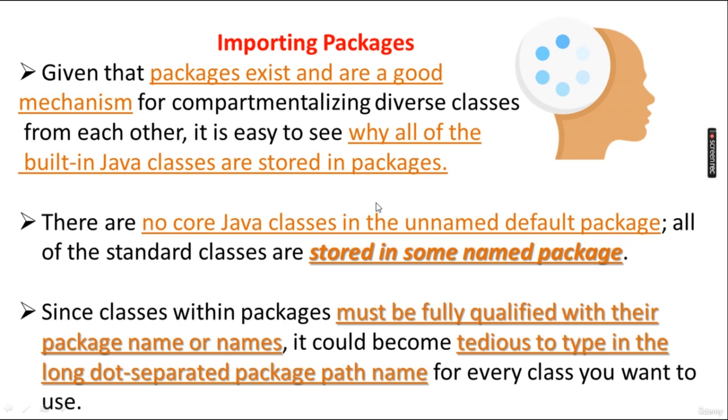Importing packages. Given that packages exist and are a good mechanism for compartmentalizing diverse classes from each other, it is easy to see why all of the built-in Java classes are stored in packages. Why are we storing them in packages? There are no core Java classes in the unnamed default package. Every package is named in Java. All of the standard classes are stored in some named package. Since classes within a package must be fully qualified with their package name or names, it would become tedious to type in the long dot separated package name for every class you want to use.